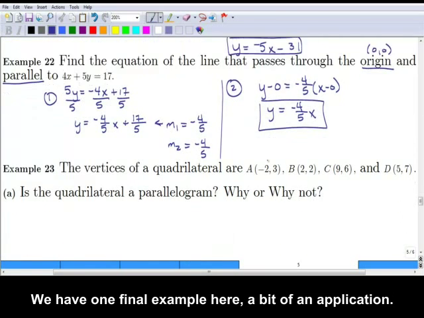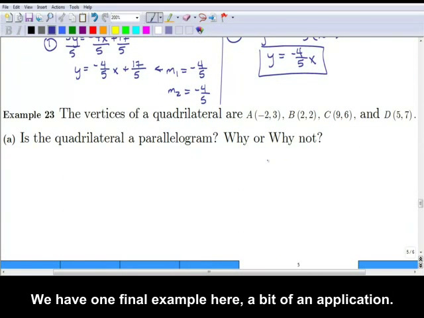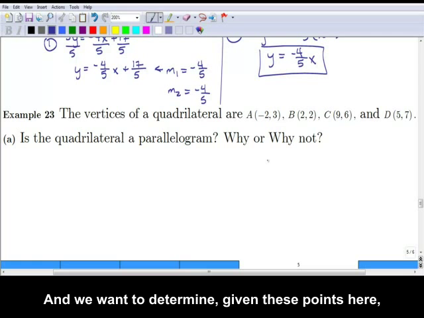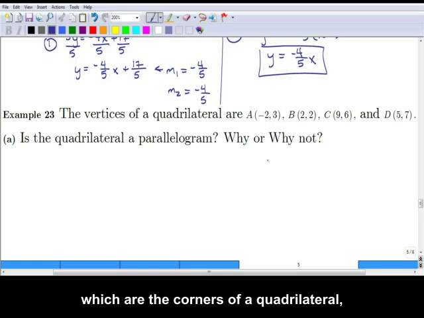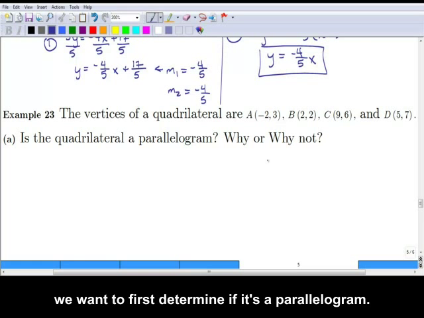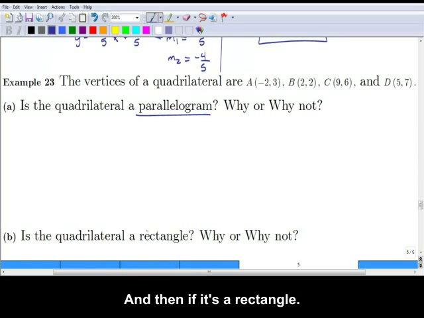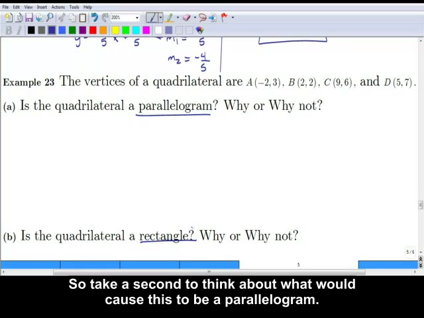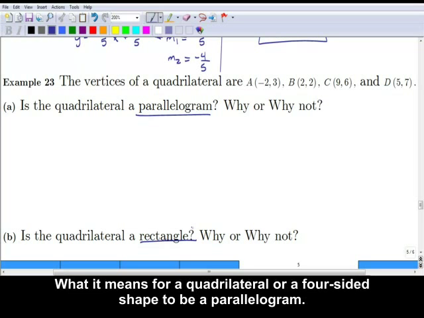We have one final example here, a bit of an application, and we wanted to determine, given these points here, which are the corners of a quadrilateral, if it's a parallelogram, and then if it's a rectangle. So take a second to think about what it means for a quadrilateral, or a four-sided shape, to be a parallelogram.